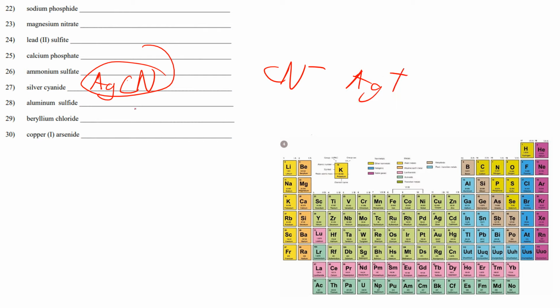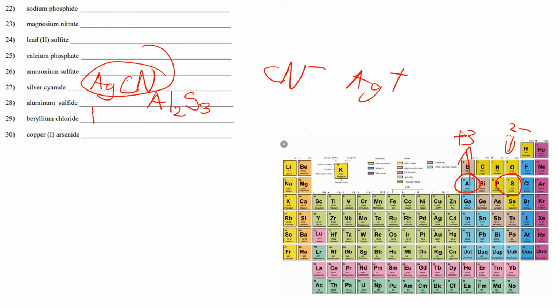Okay. Aluminum sulfide. Aluminum is Al. You can see it over here, and it is in group 3, so +3. And sulfide. Sulfide is over here, not sulfite, not sulfate, no oxygens, just sulfide. Okay, it has a 2-, right? Okay, so we have to multiply sulfur by 3, aluminum by 2 to get aluminum sulfide.